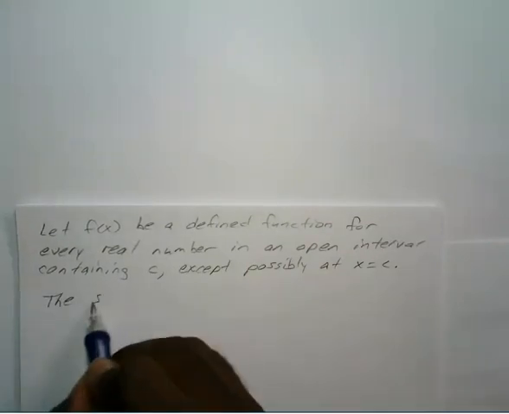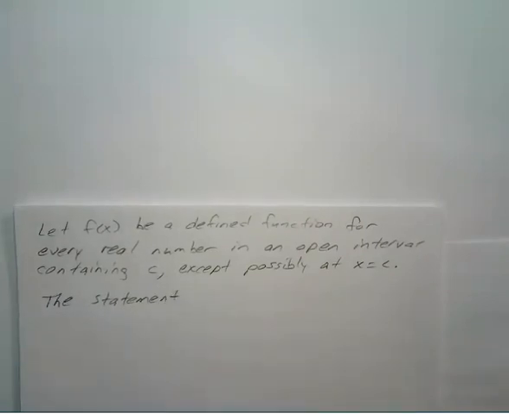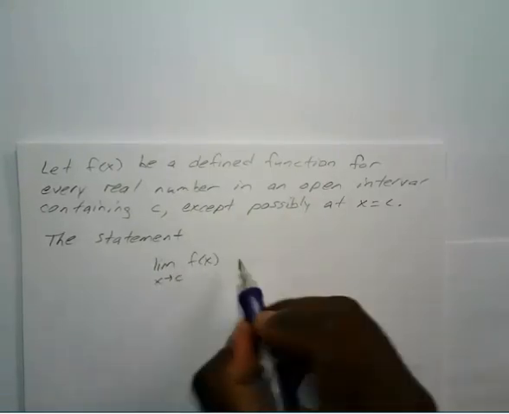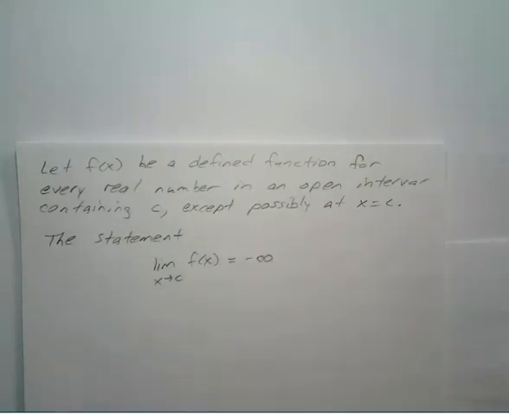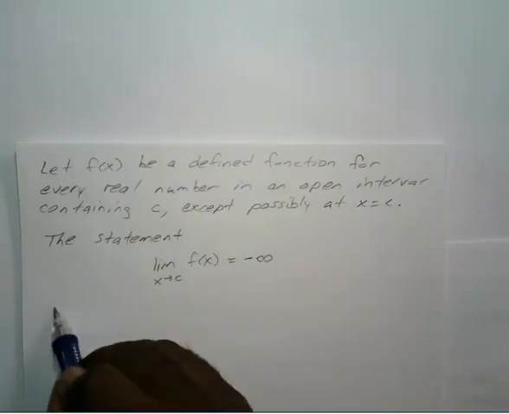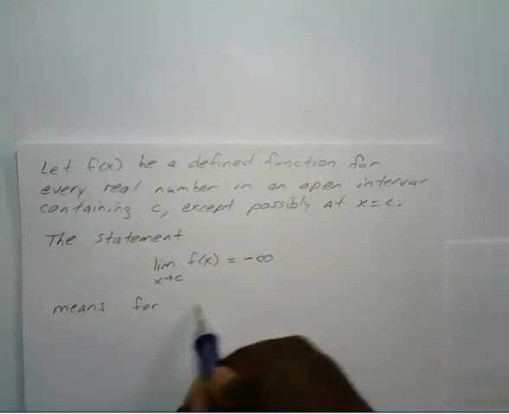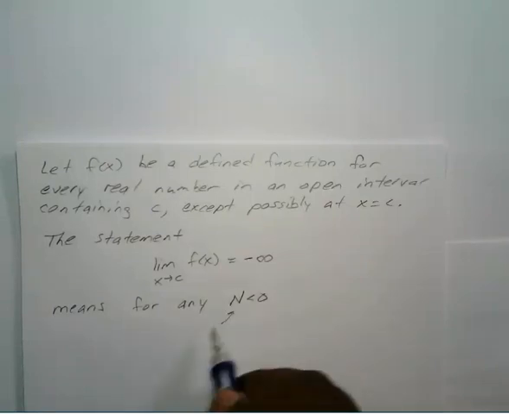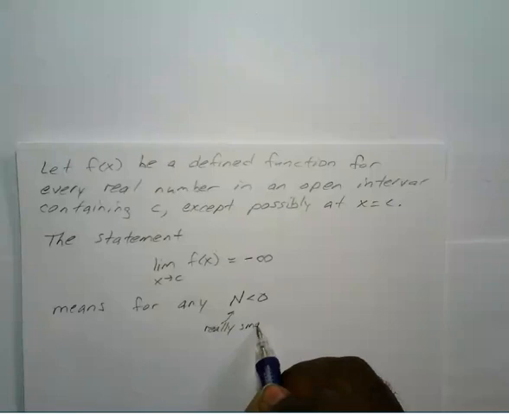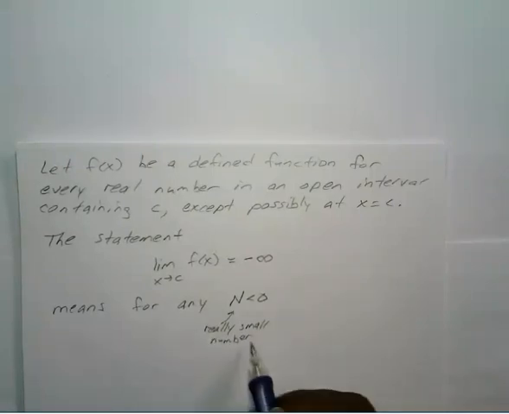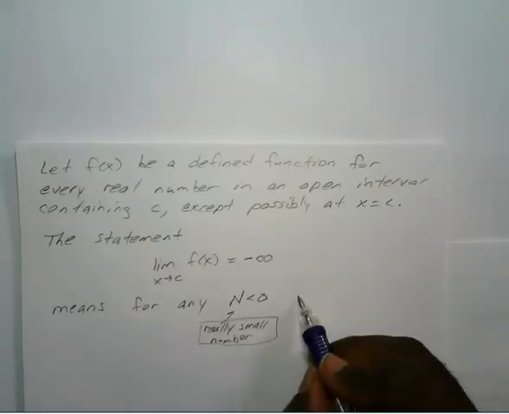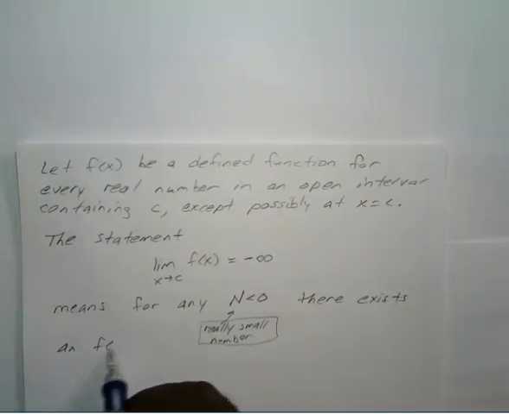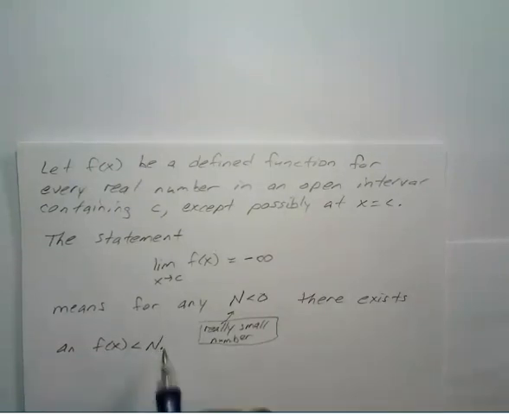Now the statement, the limit of f of x as x approaches c equals negative infinity, just means that for any, let's say, N less than 0, which in this case just represents a really small number, there exists an f of x less than that really small number.